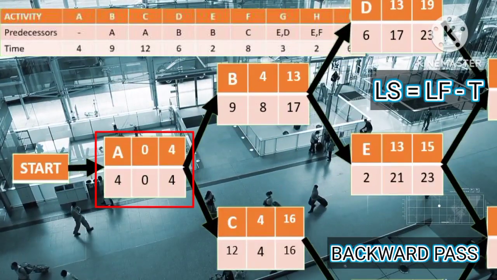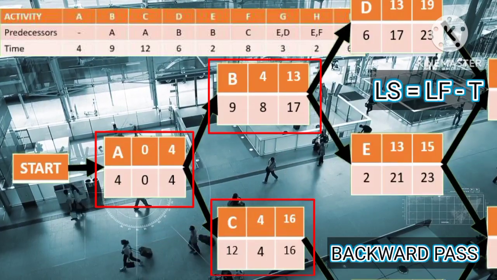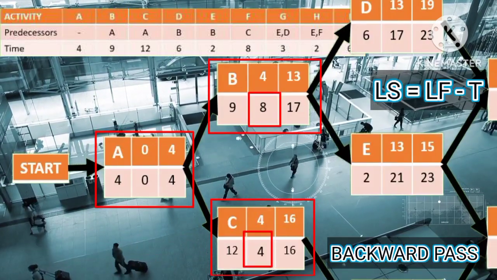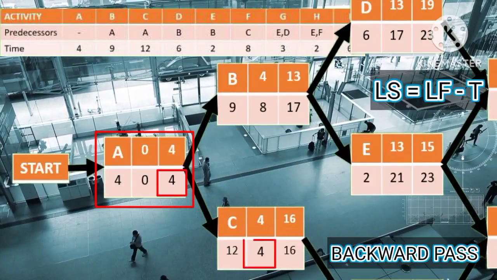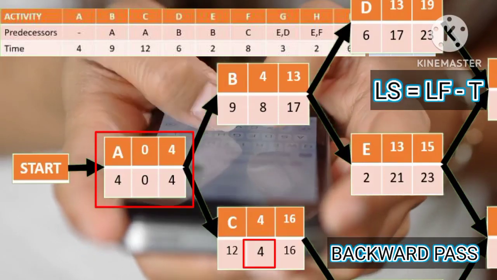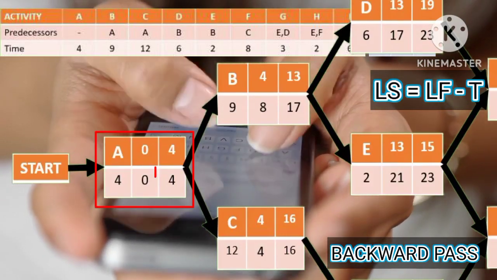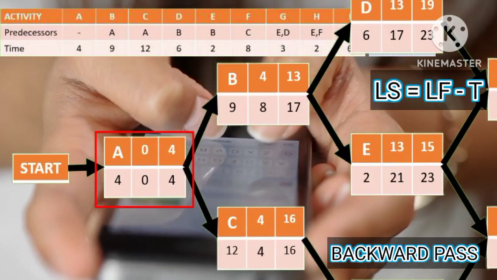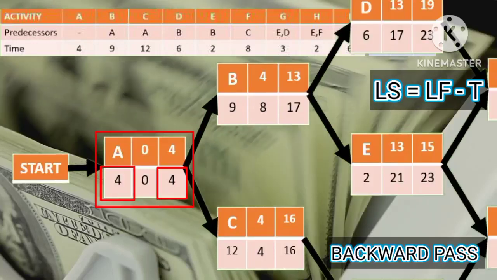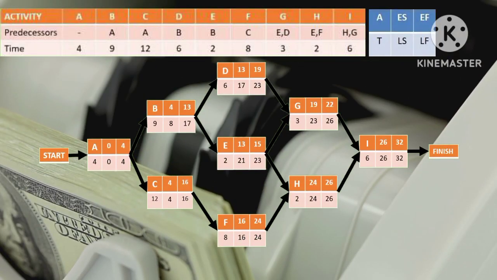For A, having two successors which are B and C, the latest start times of B and C are 8 and 4, so the latest finish time of A is 4, because 4 is the lowest. Then since the latest finish time of A is 4 and the activity time of A is 4, the latest start time of A is 4 minus 4 equals 0. The backward pass is now complete.